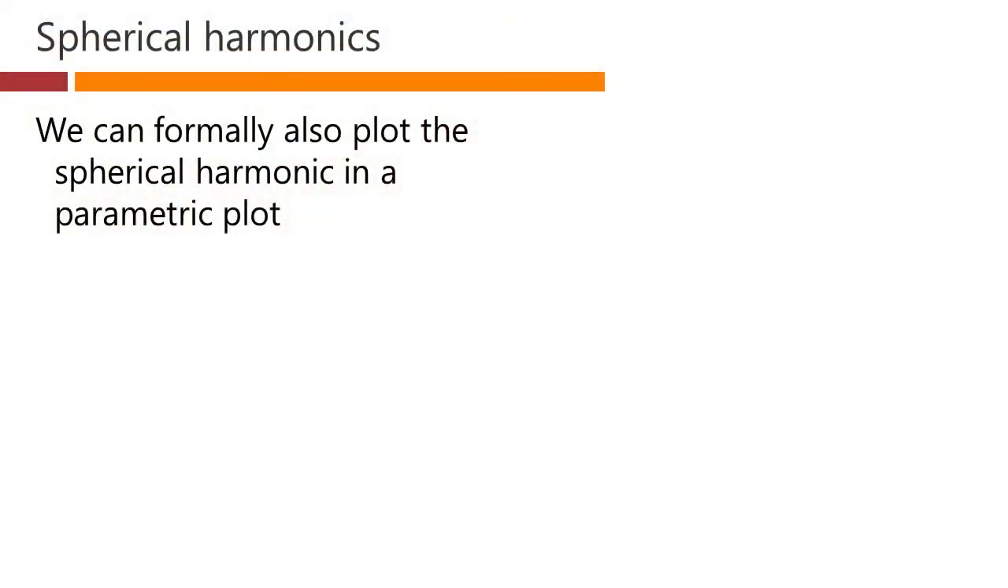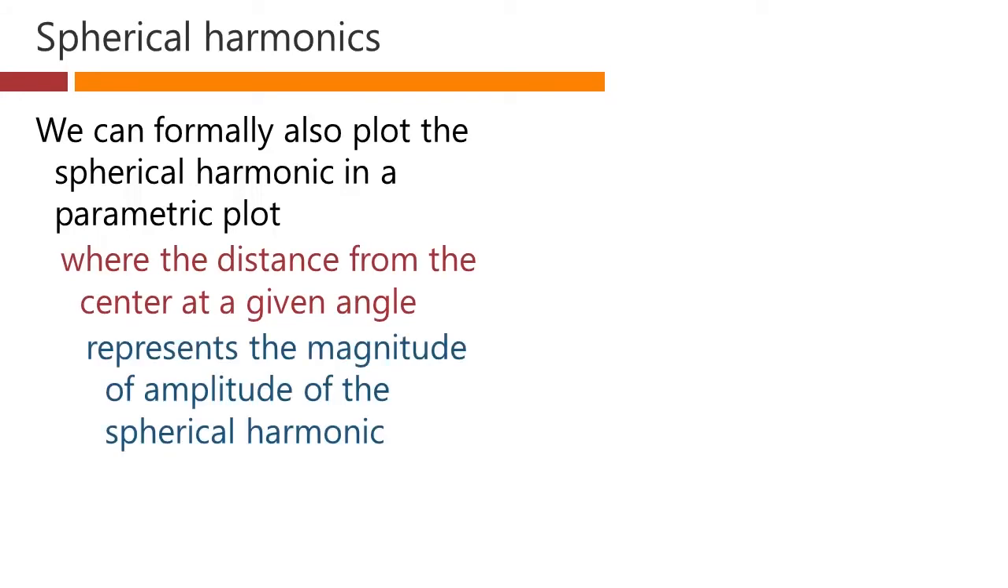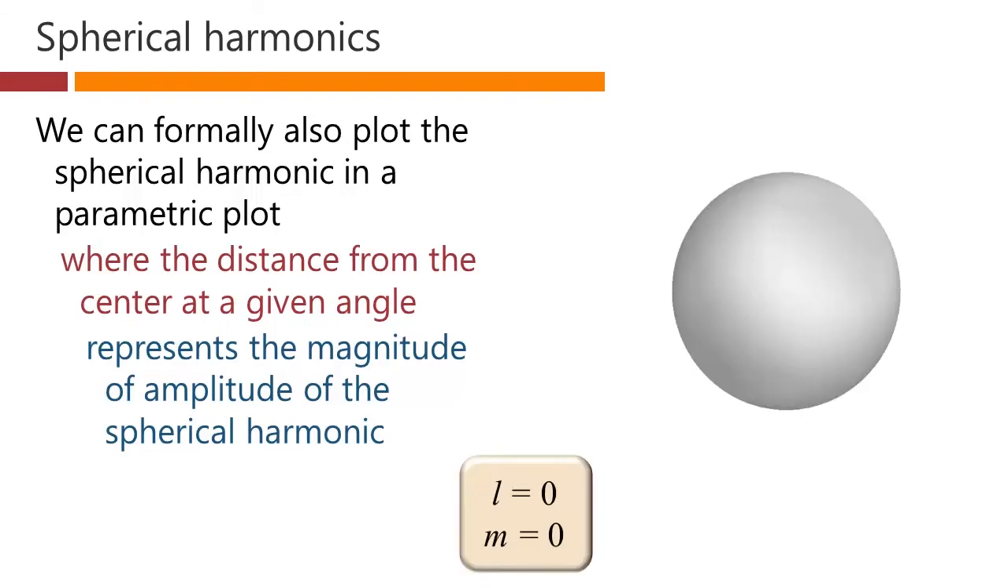We can also formally plot out the spherical harmonics on what we could call a parametric plot, where the distance from the centre at a given angle represents the magnitude of the amplitude of the spherical harmonic function. So, rather trivially, for the L equals 0, M equals 0 spherical harmonic, this parametric plot is just a sphere because the spherical harmonic has an equal amplitude in every direction.